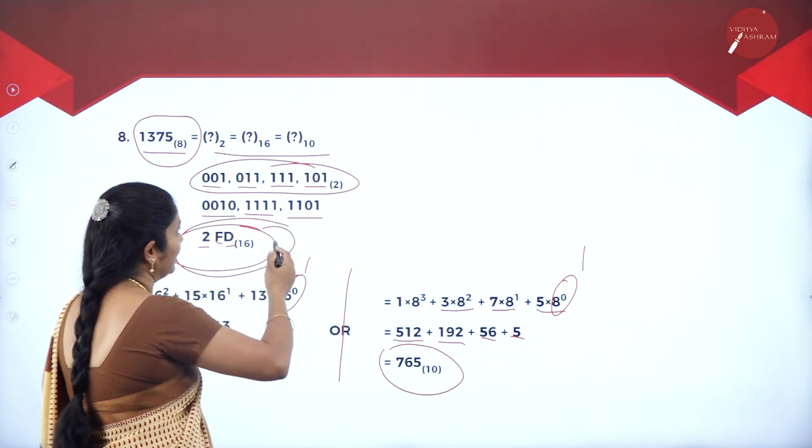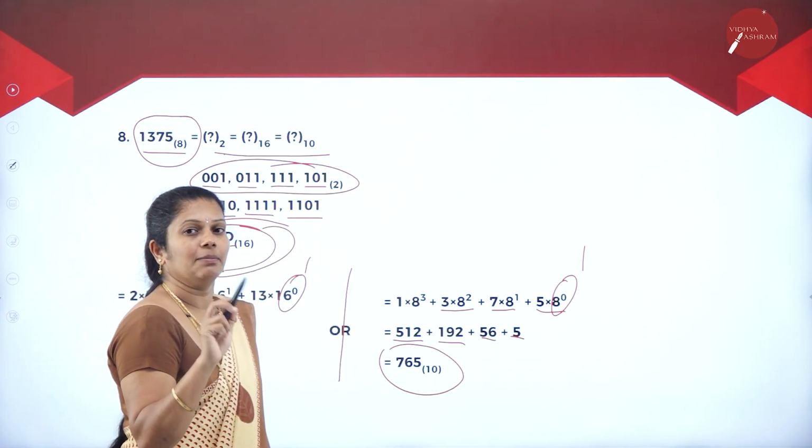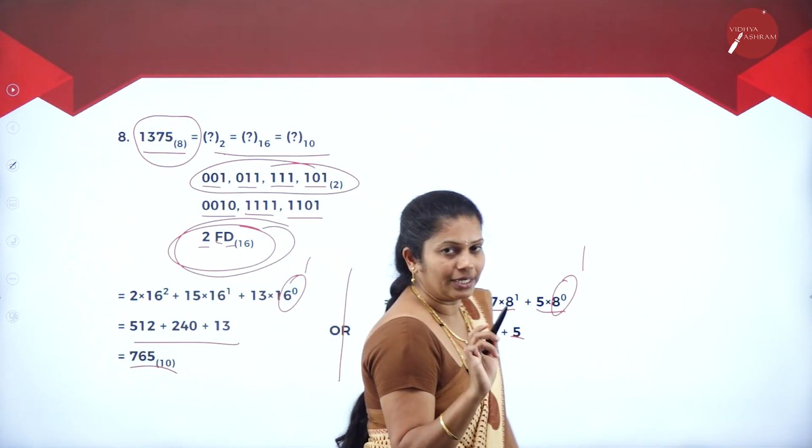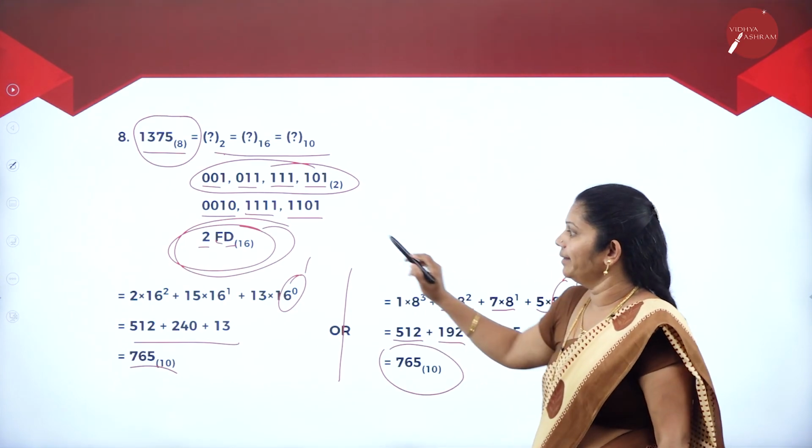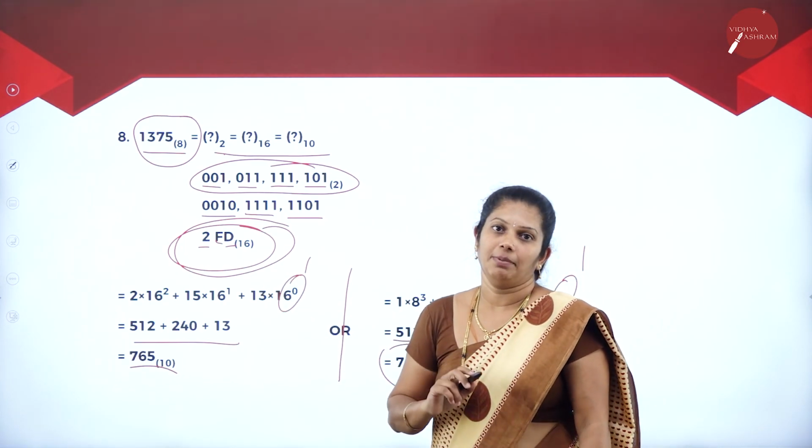When you find it using a binary number, multiply by 2. If it is a binary number, multiply by 2. If it is octal, multiply by 8. If it is a hexadecimal number, multiply by 16.